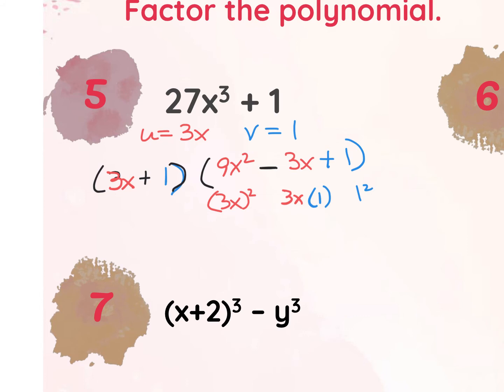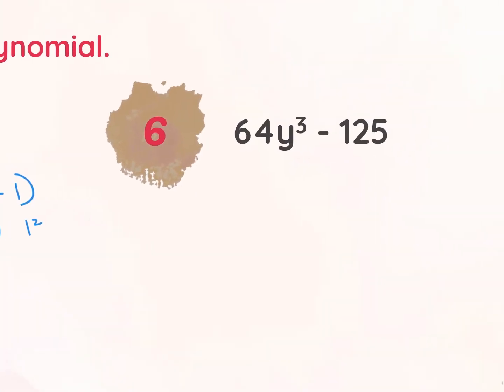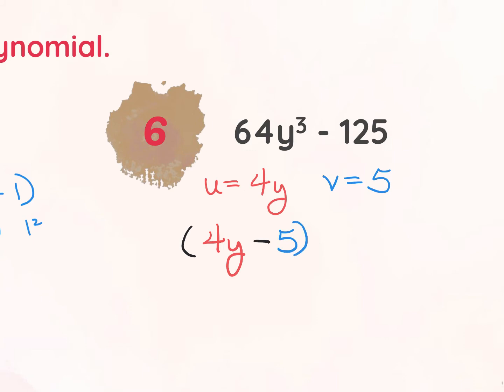No GCF here. Let's just do our pattern. So we're going to cube root 64 y to the 3rd, which gives me 4y. Cube root 125, and I get 5. Put it into the pattern. 4y, and then same sign, so minus the v you just got.